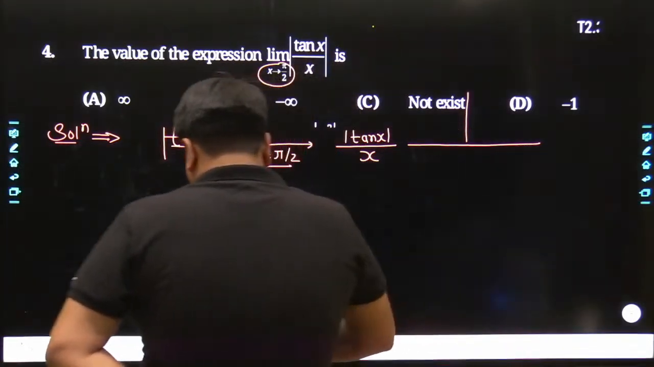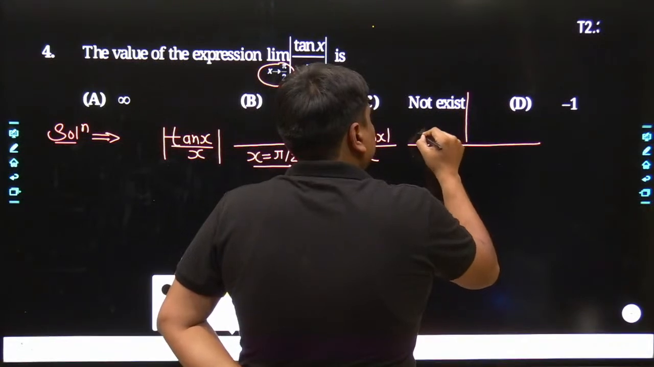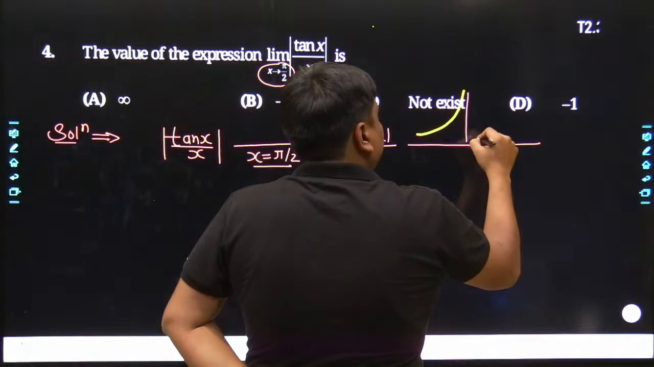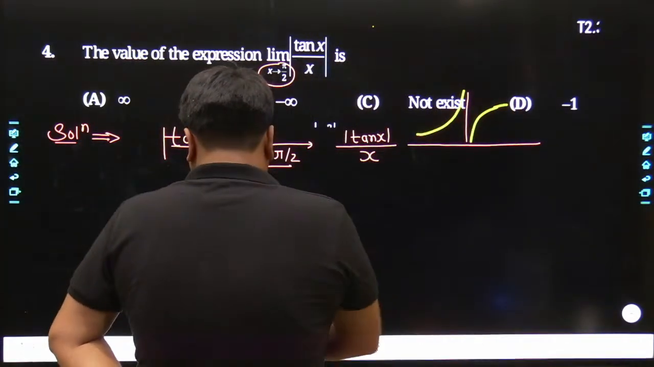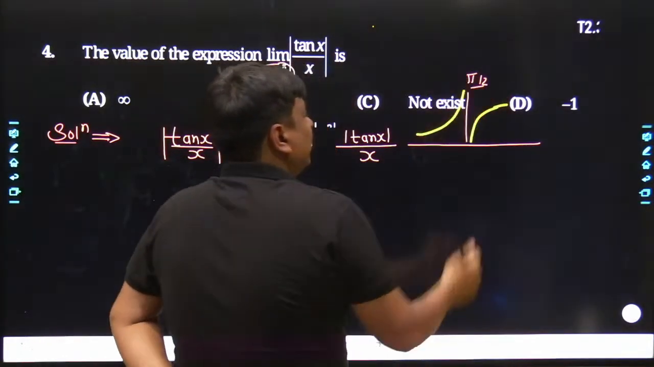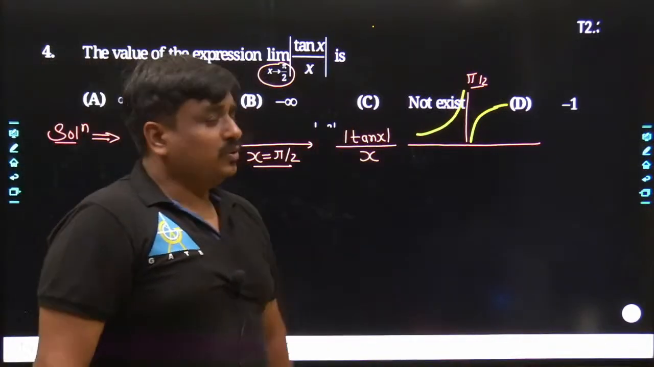The curve was something like, let's take it has been pi by 2. It was going towards plus infinity and similarly it was going towards minus infinity precisely at x equals pi by 2. So I can say at pi by 2 minus it was trying to go towards plus infinity and at pi by 2 plus it was going towards minus infinity.